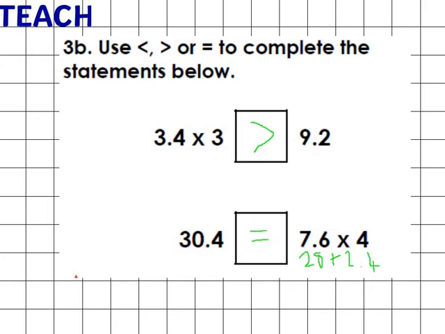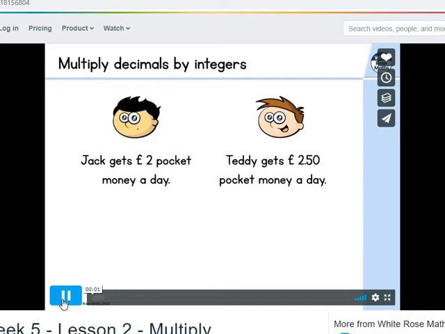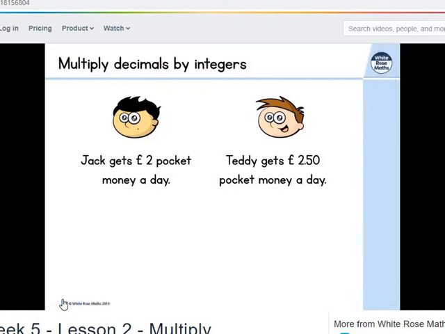Okay, we're going to have a look at the video today from White Rose that will help you with your learning. Hello there and welcome back. Today I'm going to look at multiplying decimals by integers. So we've got a bit of an expensive problem here, especially for the parents of these two children. It's got a lot of money we'll be giving away here.